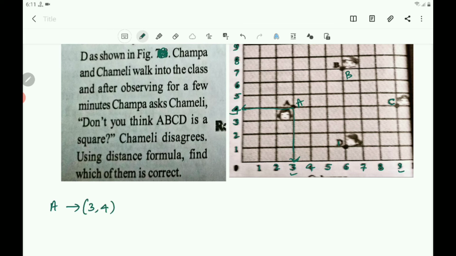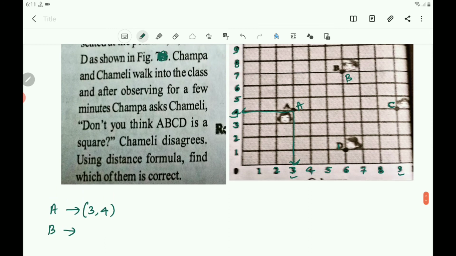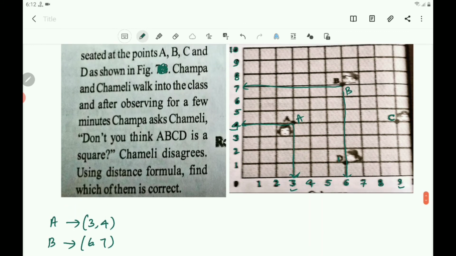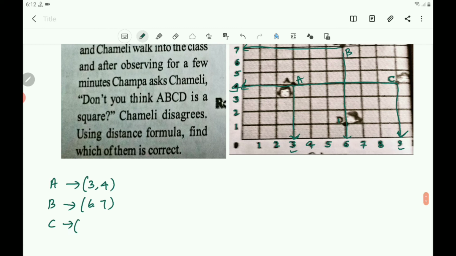So A is 3, 4. And the coordinates of B: come straight to X and the point is straight to 7, so the coordinates are 6, 7. Then the coordinates of C: here X is 9 and Y is 4. So C is a point with the coordinates 9 and 4.